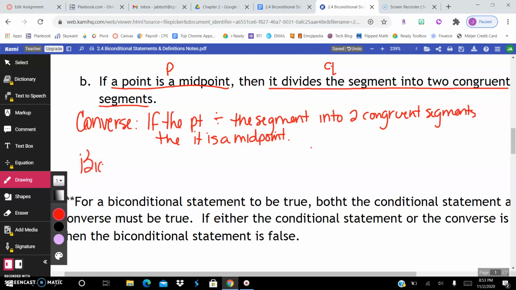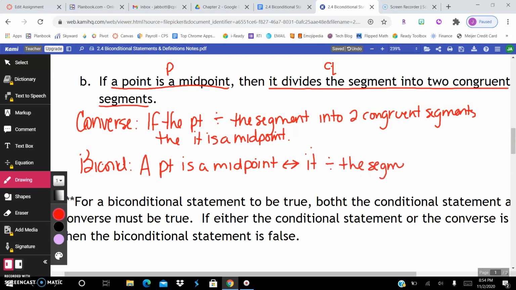And for our biconditional statement, we're going to go back up and leave it in the same order, the P and then the Q, but we're going to change it to if and only if in the middle. So a point is a midpoint. And remember, we can use the line with the arrows for if and only if, it divides the segment into two congruent segments.